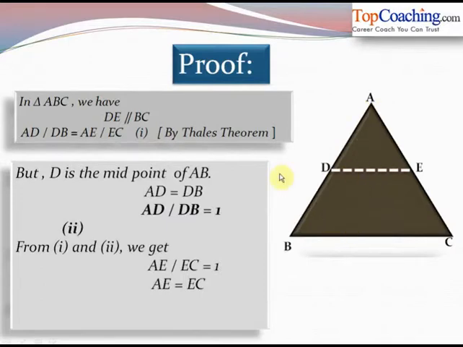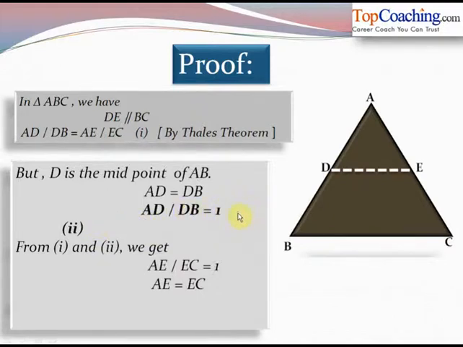We have this figure, and if we consider triangle ABC, we have DE parallel to BC. This segment is parallel to BC. We have drawn it in such a manner that DE is parallel to BC. Now AD by DB would be equal to AE by EC. Why? Because we have used the Thales theorem. So by the Thales theorem we get AD by DB equal to AE by EC. But D is the midpoint of AB. So AD would be equal to DB. So this is equal to this. And thus AD by DB would be equal to 1.